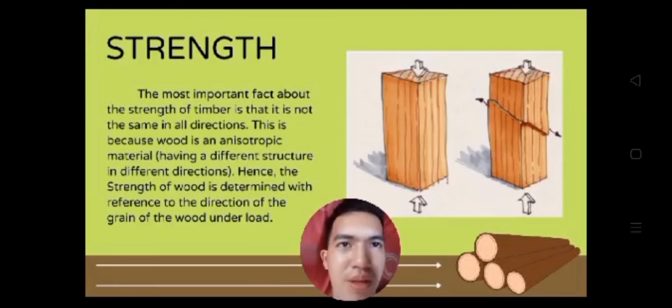Strength. The most important fact about the strength of timber is that it's not the same in all directions. This is because wood is an anisotropic material, having a different structure in different directions. Hence, the strength of wood is determined with reference to the direction of the grain of the wood under load.